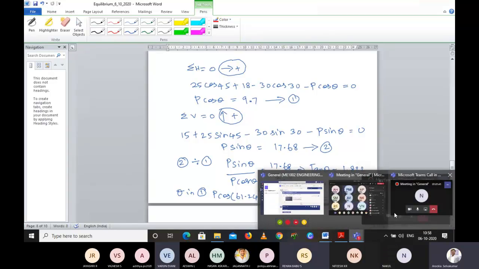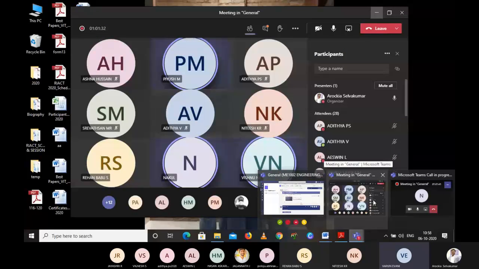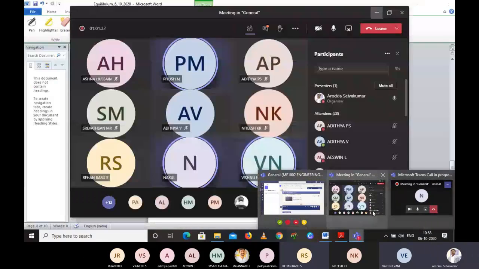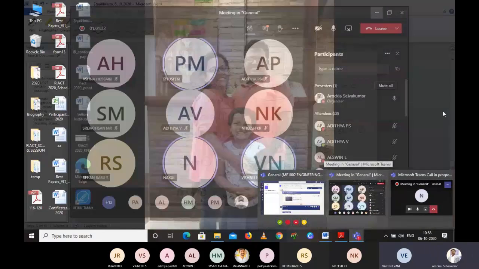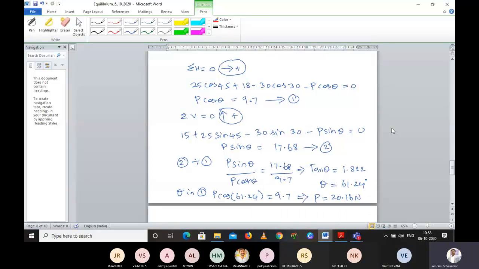Sir, what should we replace in that HOTS? Instead of root 25 Newton, go with 20 Newton. Got it? Okay, fine. Sir, I will share it on the screen. In the group again, I will share it.